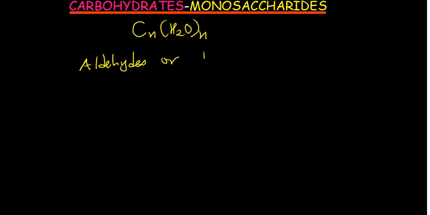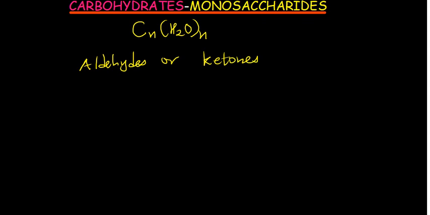Now the general formula for carbohydrates is CnH2On. This is why we are saying they're hydrates of carbon, because they contain the water in them. Now carbohydrates can either be aldehydes or ketones.